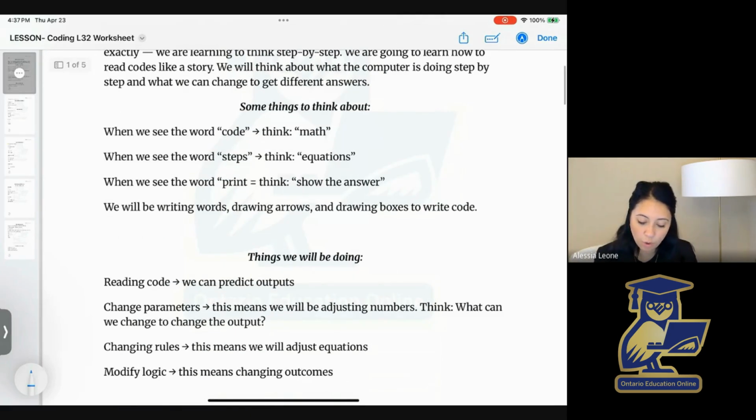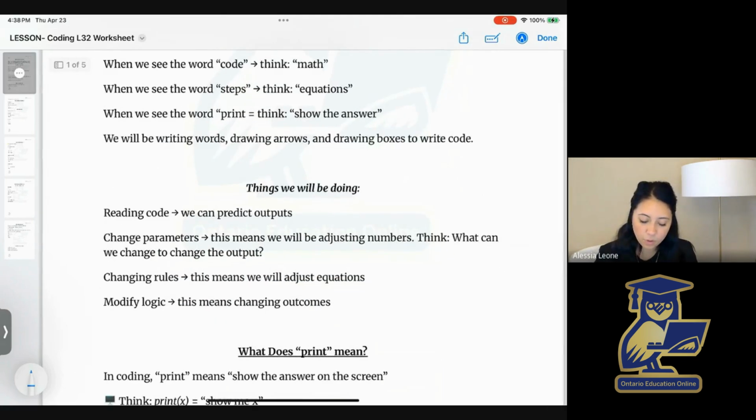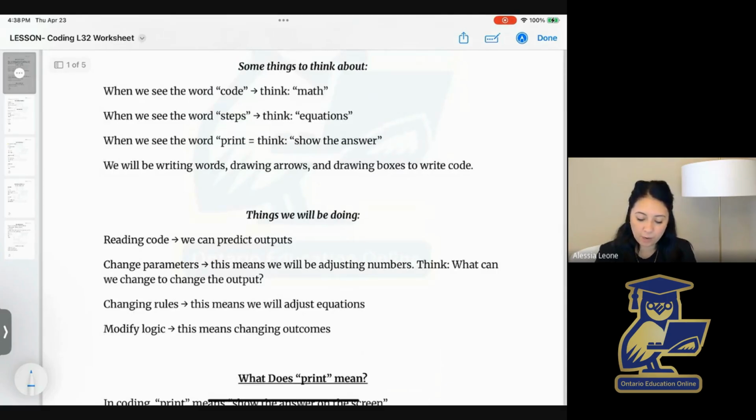When we see the word code, we're going to think math. When we see the word steps, we might think, okay, equations. When we see the word print, you want to think what is going to show, what is the answer? We're going to be writing words, drawing arrows, and drawing boxes with codes. With reading code, we can predict outputs.